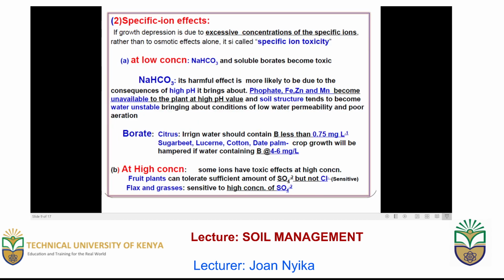Number two is what we have referred to as the specific ion effects. That is, some of the ions that are introduced when soils become saline become so much in high quantities, and they result in specific ion toxicity. For instance, the presence of sodium bicarbonate and soluble borates makes soils toxic.